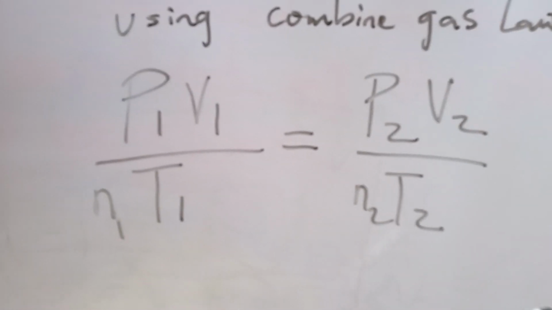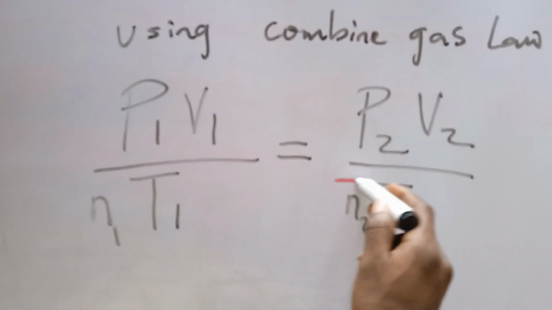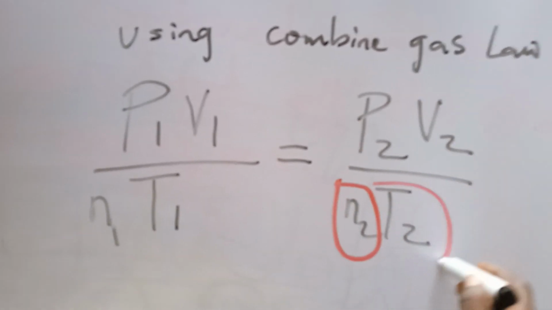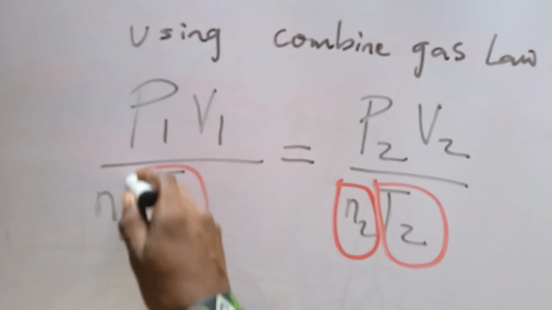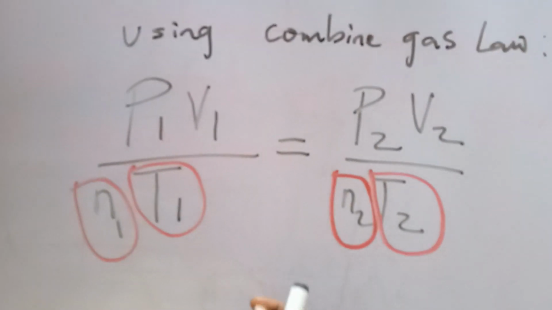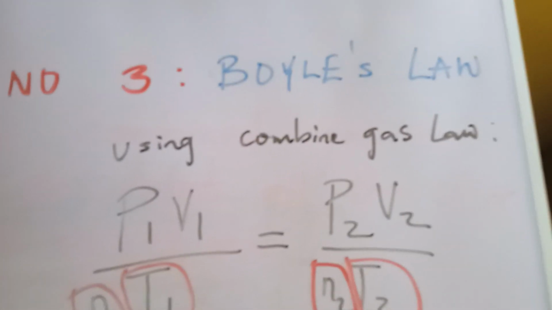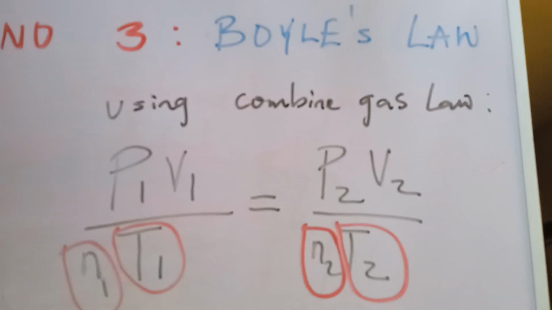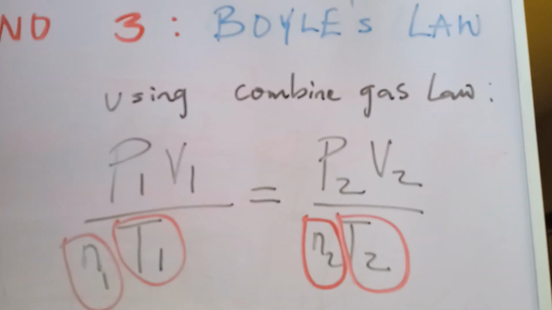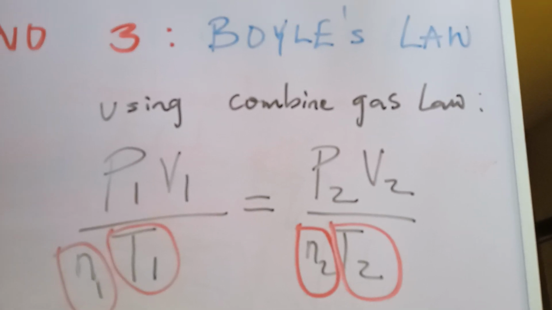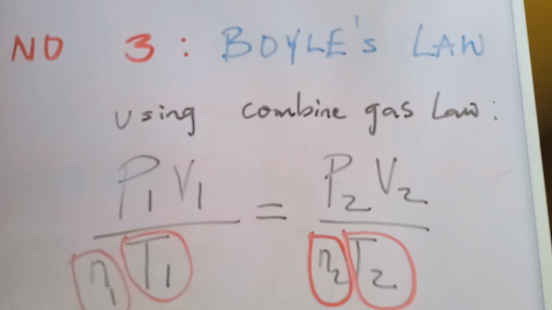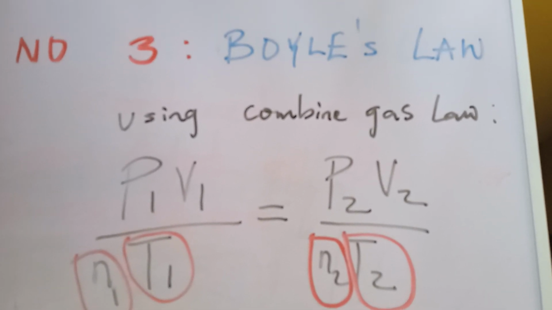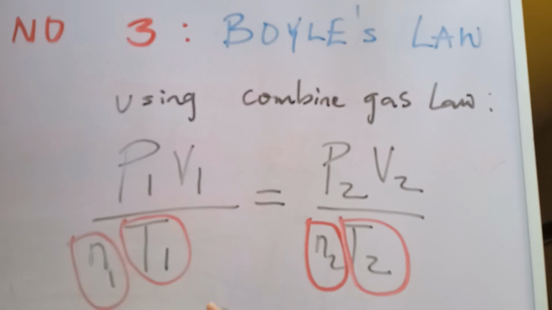Using the combined gas law again, we keep temperature constant, because that's what Boyle's law states. Boyle's law states that at constant temperature, pressure and volume are inversely related. That at constant temperature, volume and pressure are inversely related. This is it.